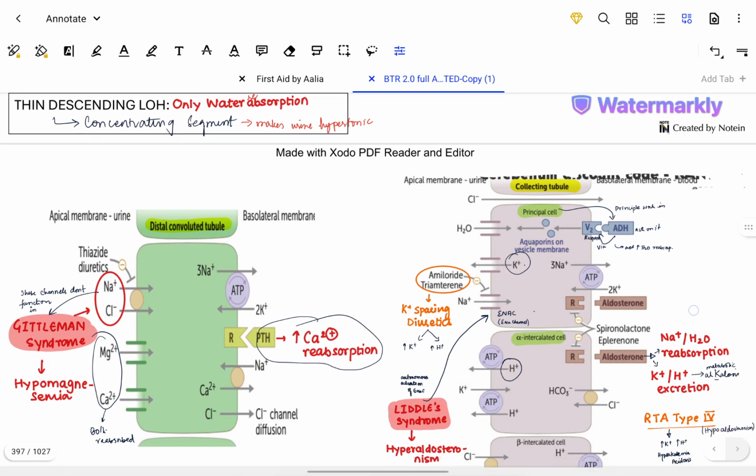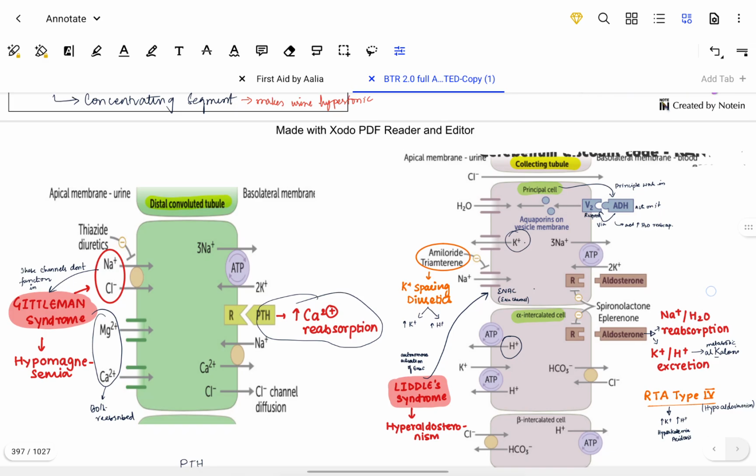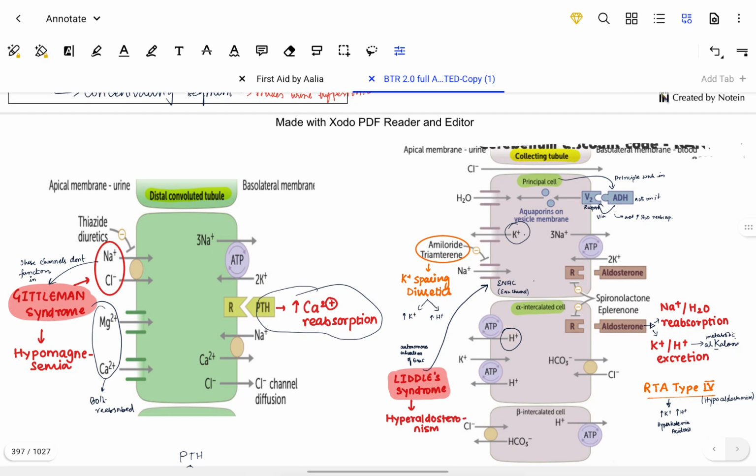Do not confuse NaKCl with NaKCa. It's a different thing. Cl is a different thing. Ca is a different thing. Okay, so in DCT we have calcium reabsorption via action of parathyroid hormone. Parathyroid hormone was causing potassium phosphate excretion via PPP. Calcium reabsorption via DCT.